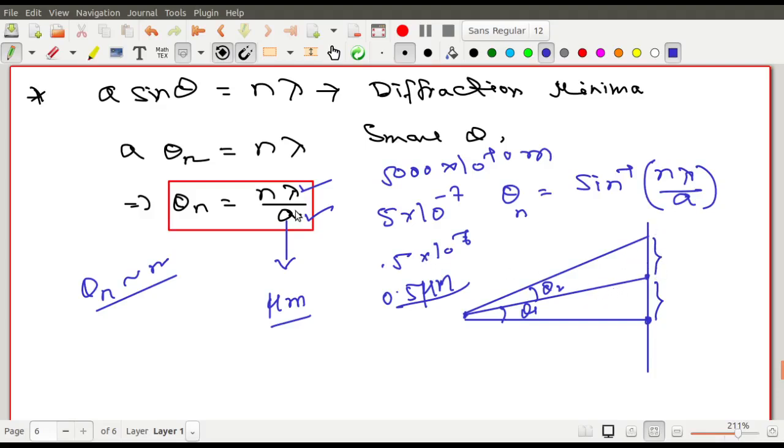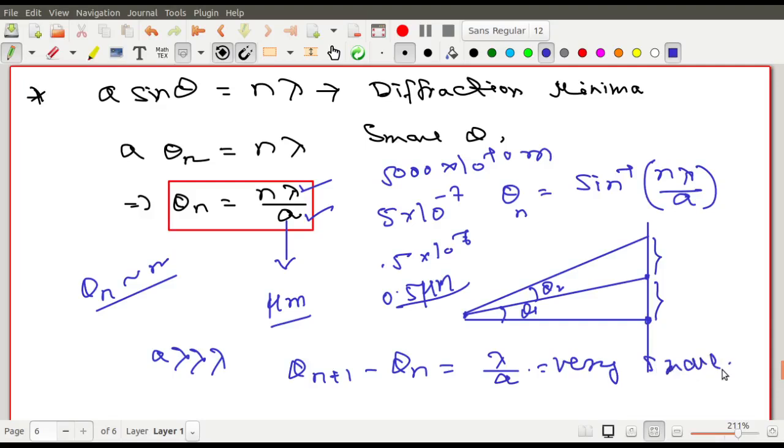But if the value of a is greater than λ, then this θ_n becomes very small. The separation from one order to another becomes extremely small. Suppose I want θ_(n+1) minus θ_n, meaning the fringe width. Then that will be only of the order of λ by a, and you are saying a is very large. So if a is very large, this difference becomes very, very small, right? That means you are not going to get the fringes.